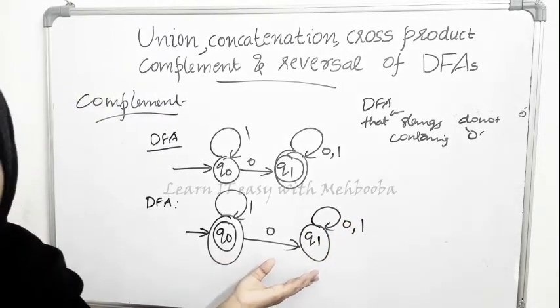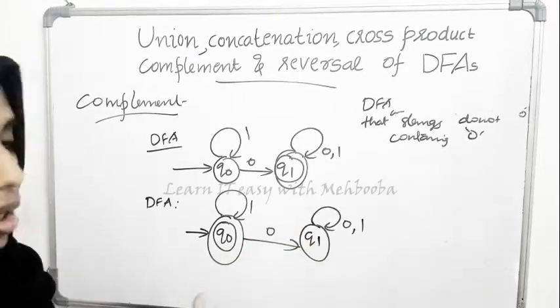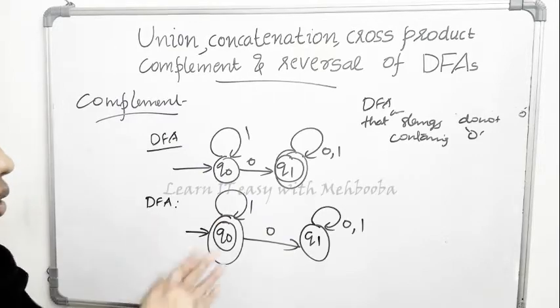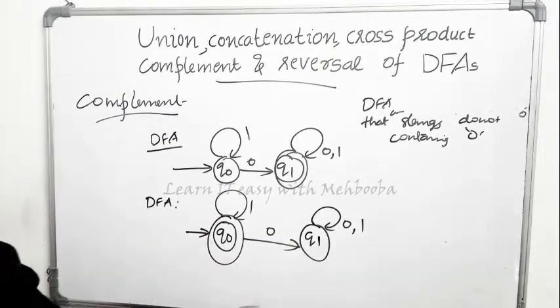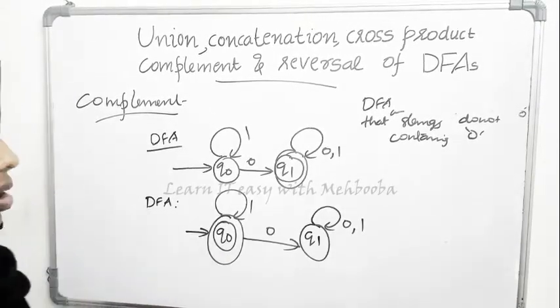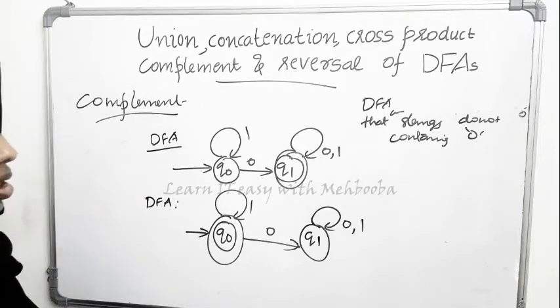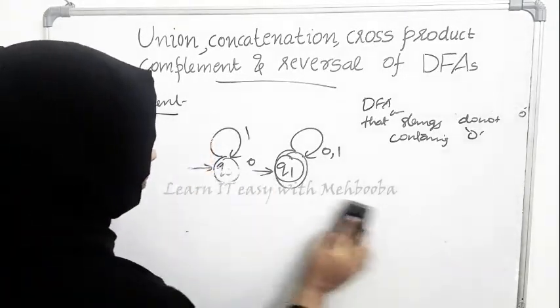So now in this case, if you have a 0, you have no escape out of it. You are trapped in the state Q1. You can never reach the final state back, isn't it? So this DFA will be accepting only strings that do not contain 0 over the alphabet 0, 1. We will see reversal next.